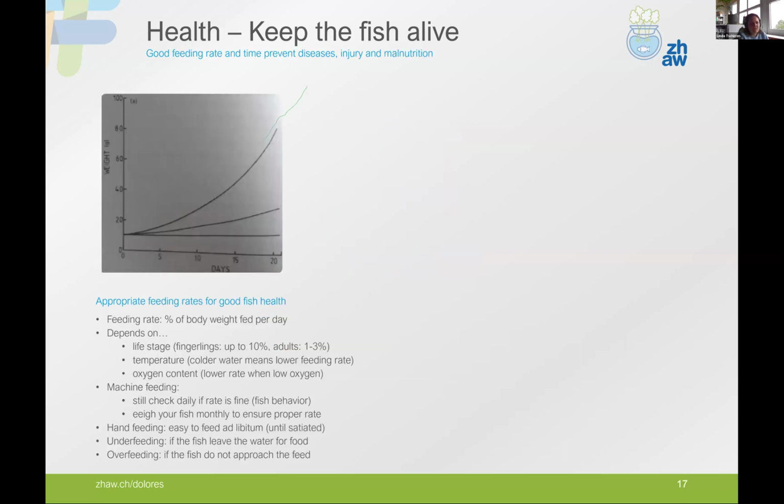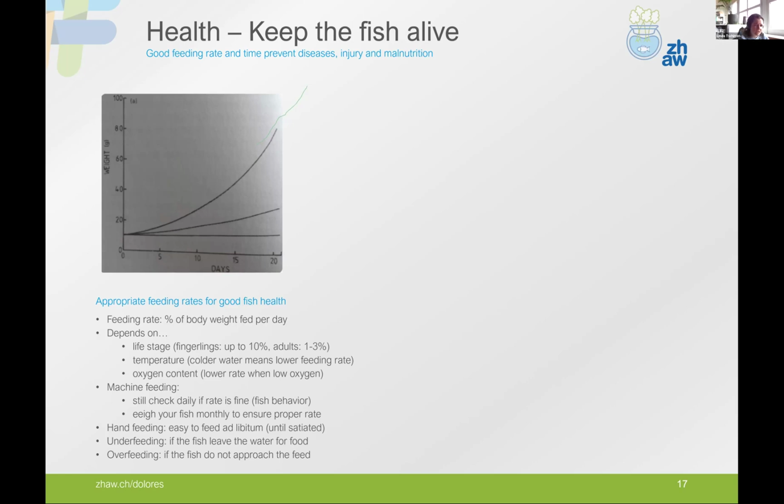The question then, if you have good feed, is how much to feed and when to feed. If we are talking about how much, we talk about feeding rates, and what we mean is the percentage of body weight that you feed per day. The smaller the fish are, the higher the feeding rate. Fingerlings you can feed up to 10% of their own body weight, and adults usually about 1 to 5%, depending on whether you want to stunt them a little bit because you want to wait till they reach their slaughter weight, or whether you want to push them a bit.